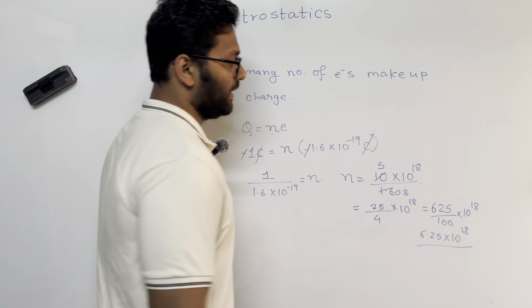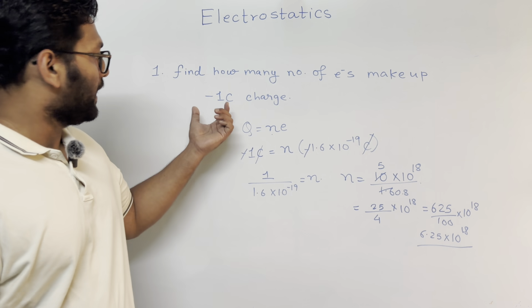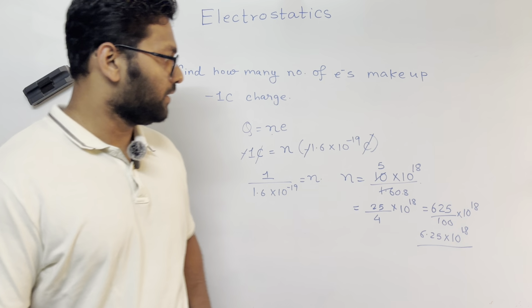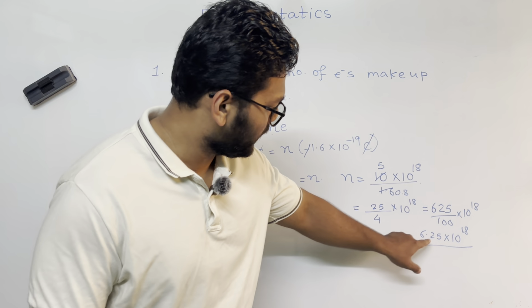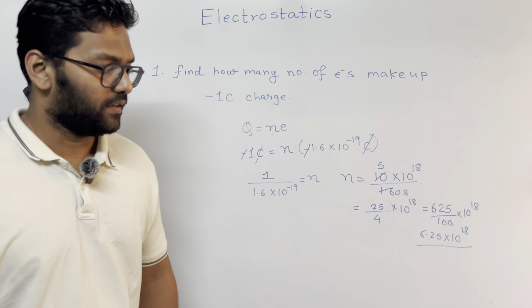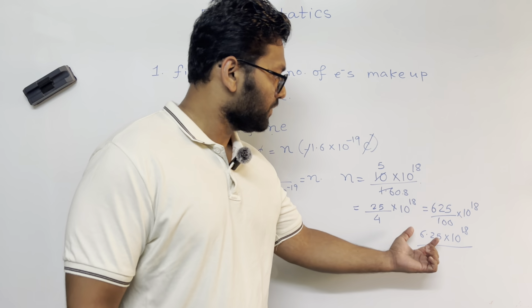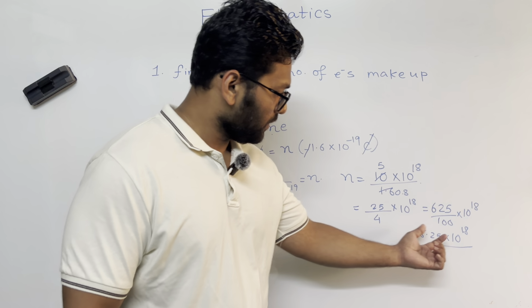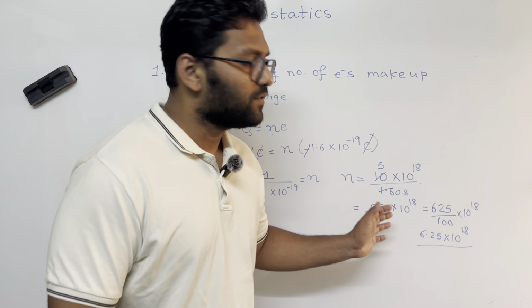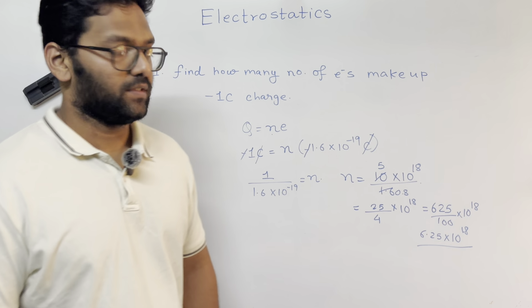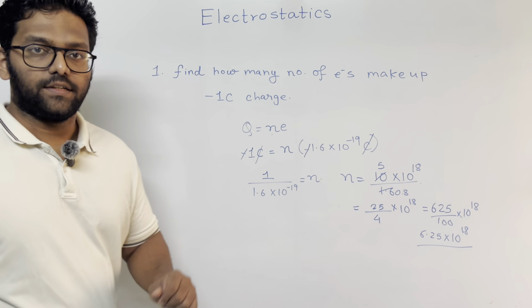So this many electrons will make up -1 Coulomb charge. Now people will say, okay, this is a fractional electron, right? 6.25. How can it be like that? See, it is not fractional, okay? If you multiply by 10 to the power 18, it is going to get you an integer, right? Okay, let's look at the next question.